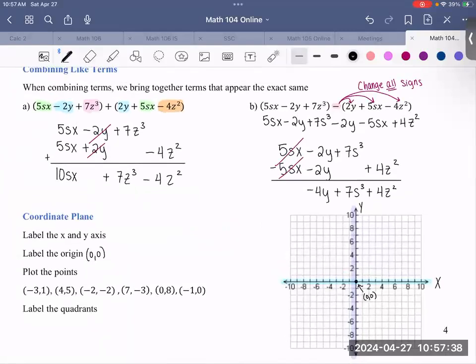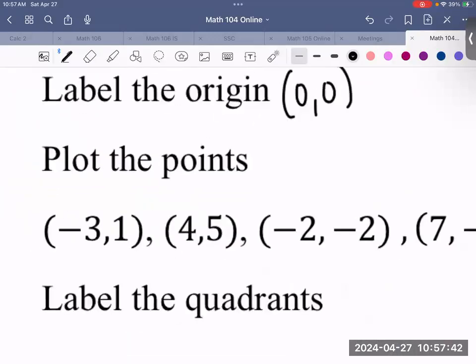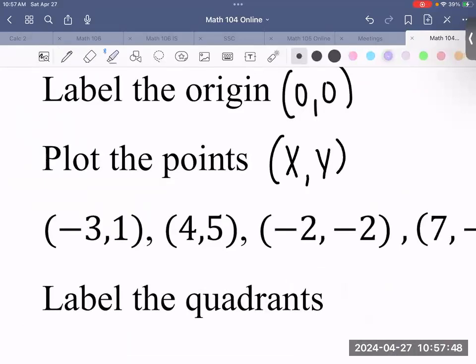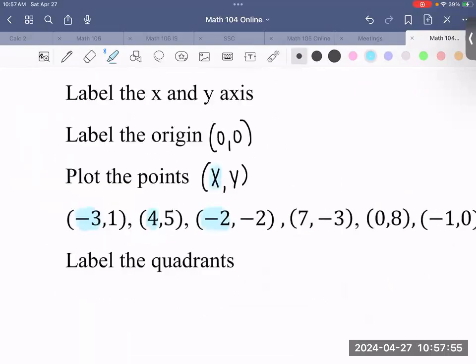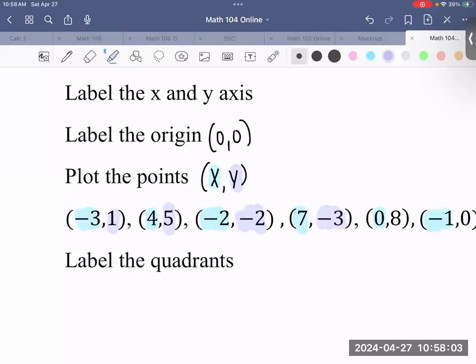So now can we plot the points? So -3, 1, these are always your x values at the very start. So we have x comma y. So all of the values that you are seeing in front are your x values. And anything following is your y value. So we're going to go ahead and plot those.